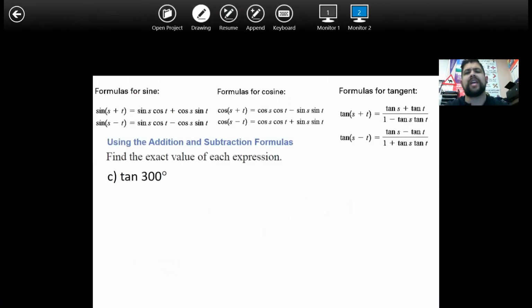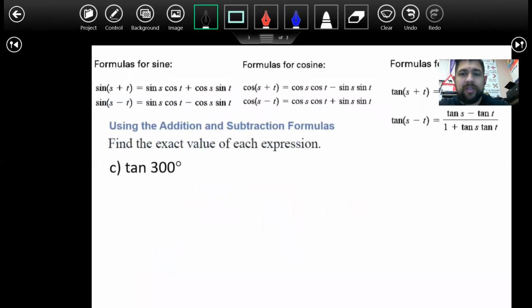Tangent. So let's look at doing a tangent one. Tangent, we can still split up, like we're still using this formula here. So tangent for this one here, excuse me.